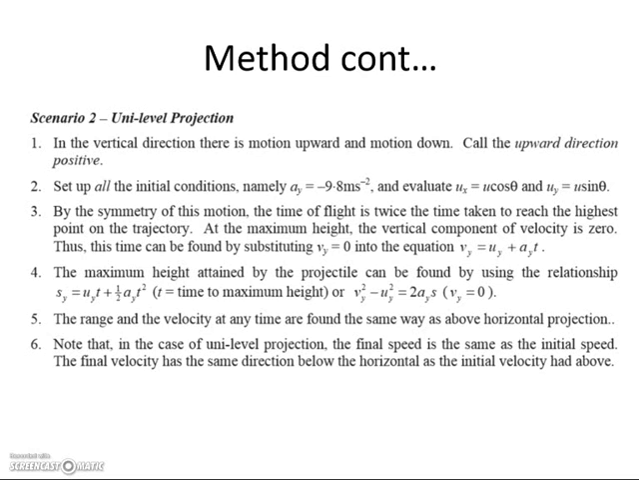Maximum height, we can substitute into this formula here, with the time to get to its maximum height that we've just found, or we can substitute it into this one. The range and velocities are found in the same way as the other case, and because of the parabolic motion, in the case of unilevel projection or a cricketer or something like that, the final speed is actually the same as the initial speed, because remember, we don't worry about air resistance in this course, so there's nothing that impacts it. So the final velocity has exactly the same direction below the horizontal as the initial velocity had above.